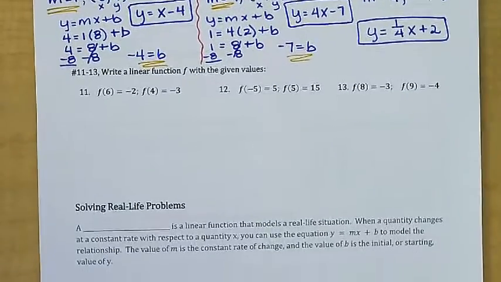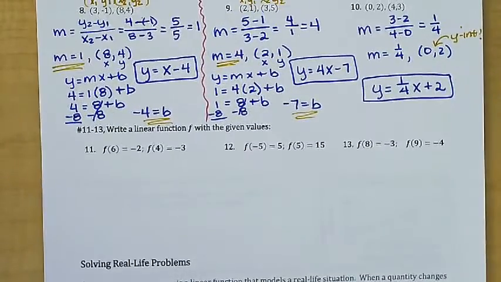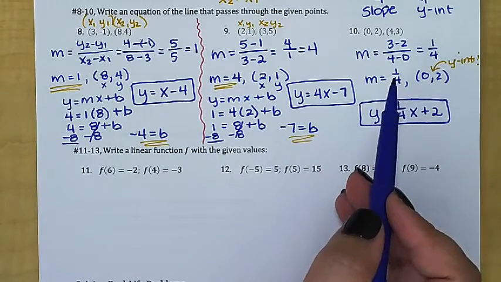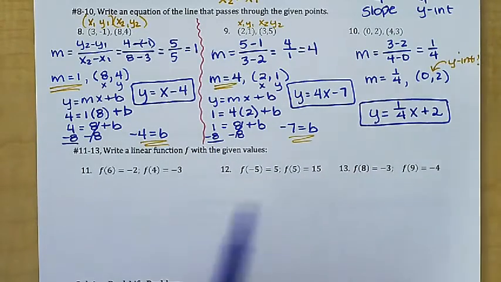Okay, what if they give you ordered pairs but written in function notation? Does that make any difference at all? The answer is no. There is literally no difference between 8, 9, and 10 and 11, 12, and 13. They're giving you the same information. They're just doing it with function notation instead of ordered pairs.